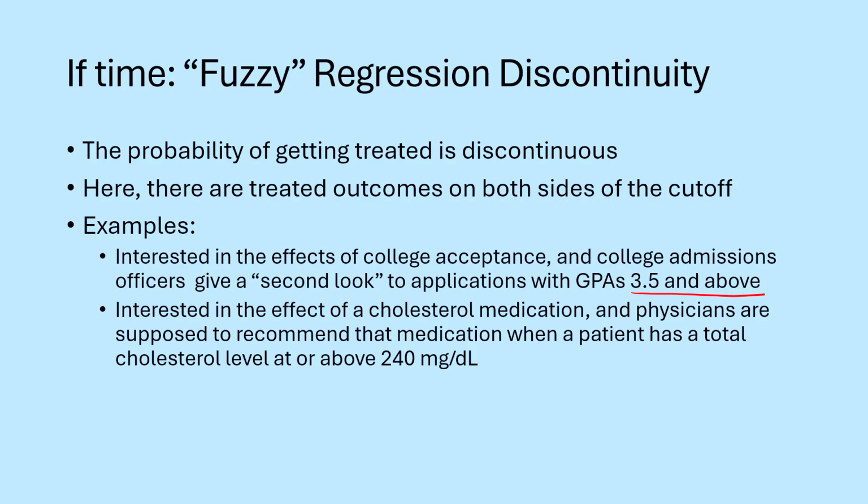To use a medical example, let's say that we're interested in the effect of a cholesterol medication, and physicians are supposed to recommend the medication when a patient has a total cholesterol level at or above 240 milligrams per deciliter of blood. Again, the person that has just 239.99999 as their cholesterol level is probably not meaningfully different than the person with the cholesterol level just barely above 240. However, there is going to be a difference between these two people, which is that the physician will recommend it to the person just to the right, and they won't recommend it to the person just on the left.